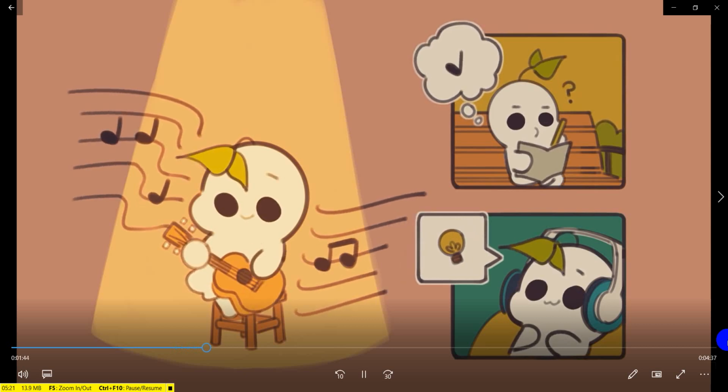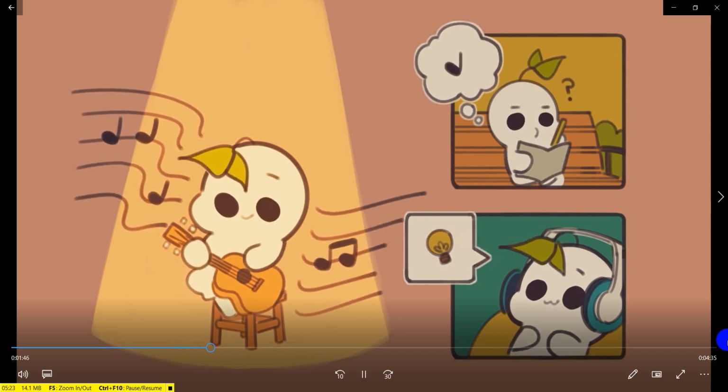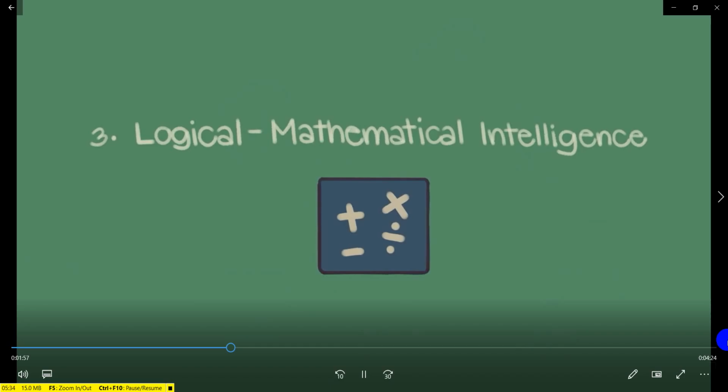You can easily repeat or recall a phrase or piece of music from what you've heard, and can usually play instruments by ear. You have an ear for sound and music that others do not. Pencil drummers and musical theater singers unite. Number 3, logical mathematical intelligence.